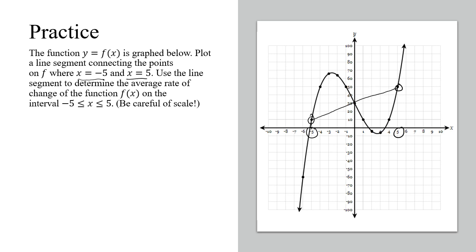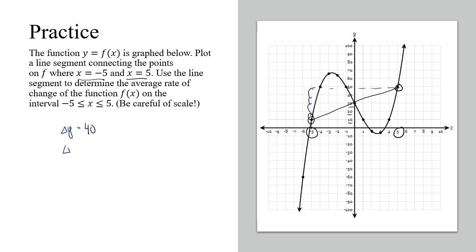So to find the slope of that line, we need to find the change in y. And be careful, the y scale is going by 10. So this is 10, 20, 30, 40, takes me over to this one. So my change in y is +40.